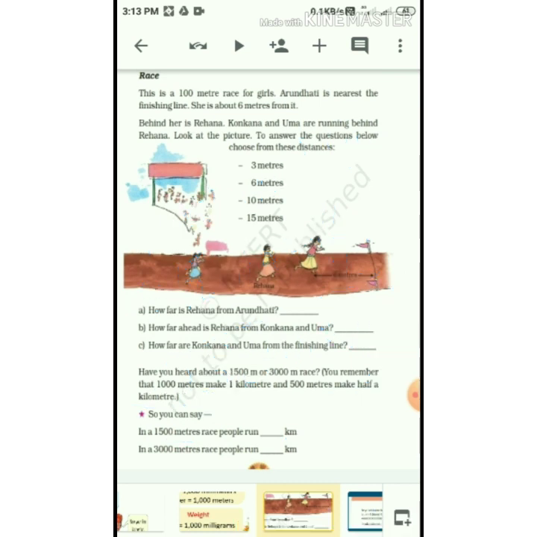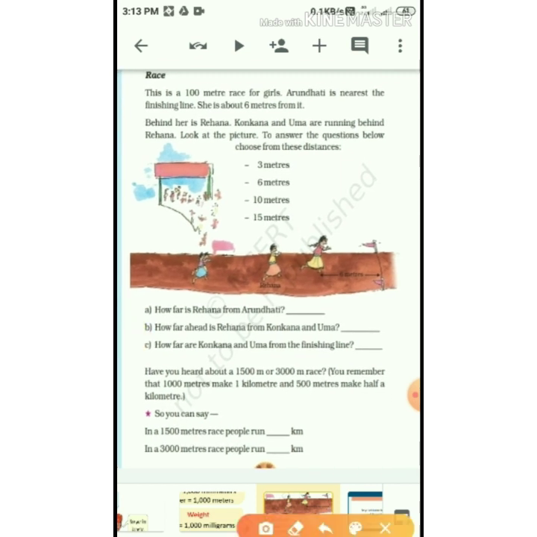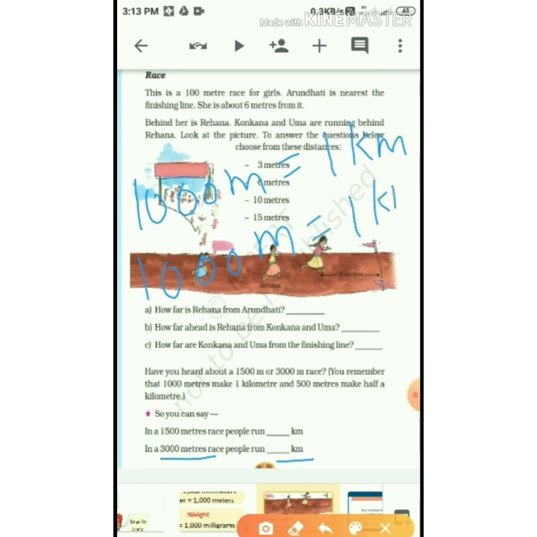Okay. Now the second question is, in a 3000 meter race, people run dash kilometers. So here we have to convert 3000 meters into dash kilometers. So for this, we will add 1000 three times. 1000 meters is equal to 1 kilometer. Again 1000 meters is equal to 1 kilometer. Again 1000 meters is equal to 1 kilometer.